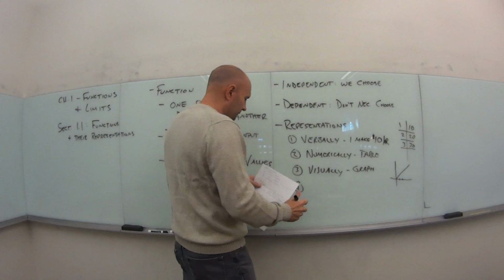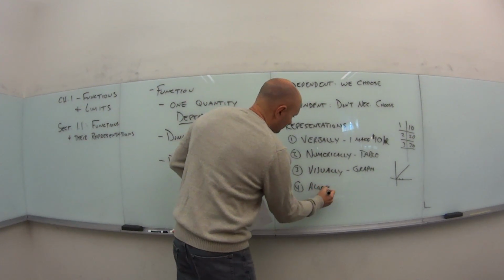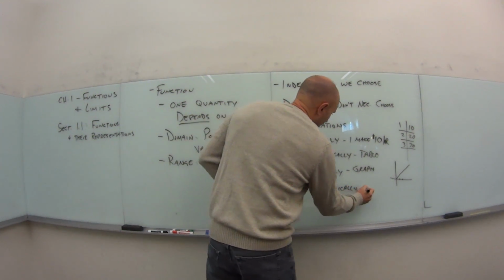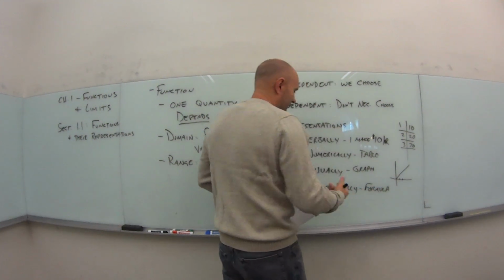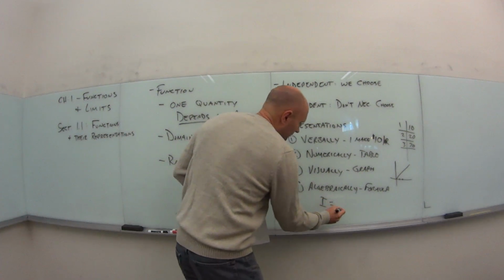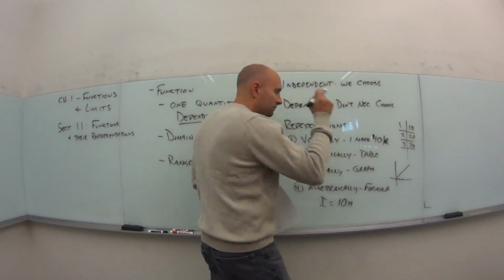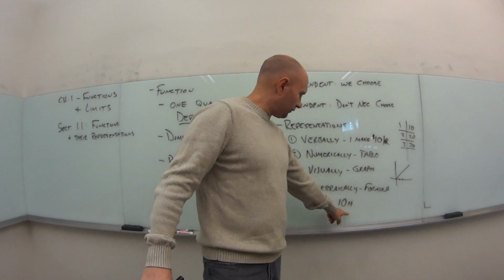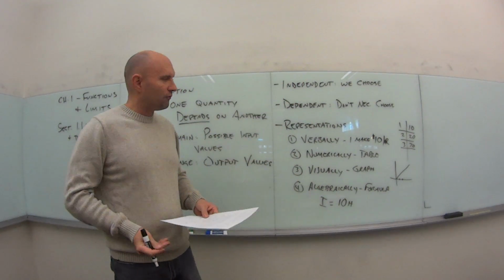And then 4 is algebraically. And this is a formula. And so in this case, maybe my income, I, is 10H, 10 times the number of hours I work. So if I work 3 hours, H is 3, 10 times 3 is 30. So I can have it as a formula.